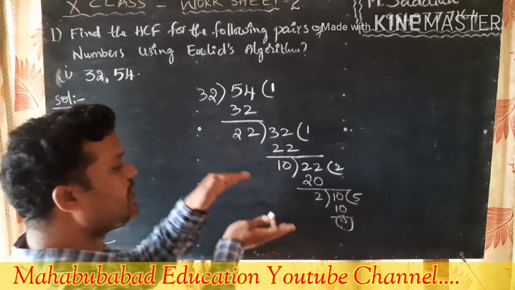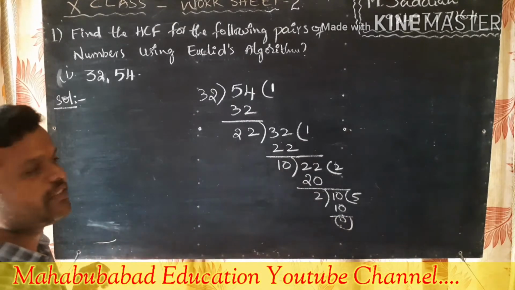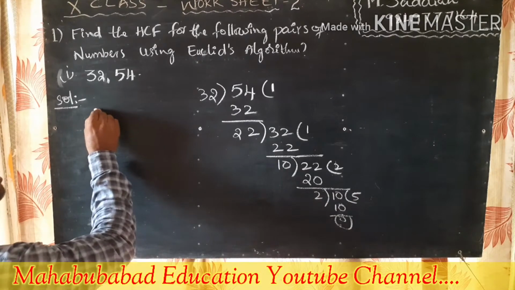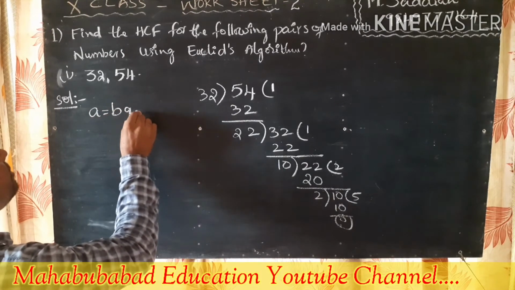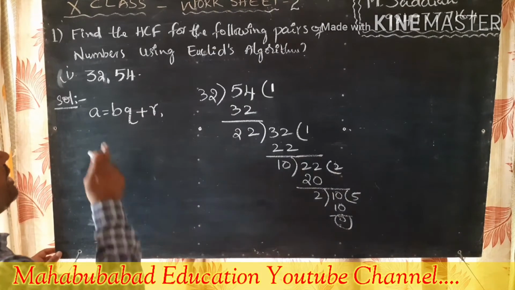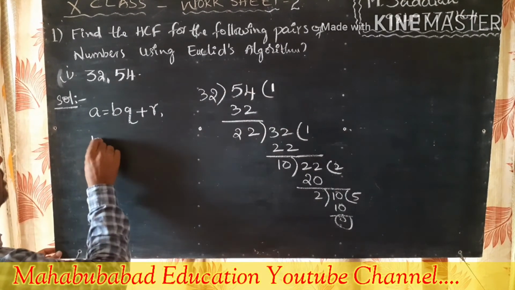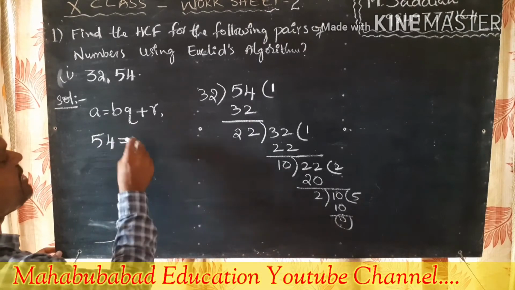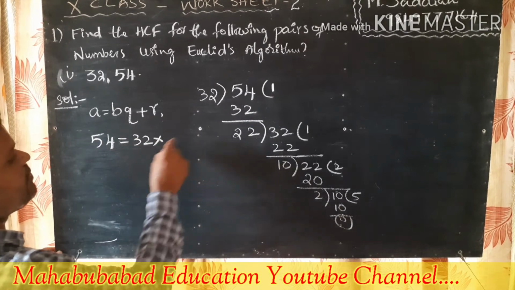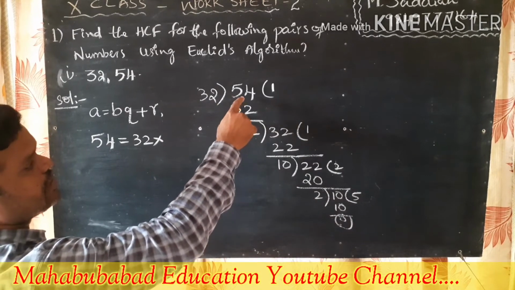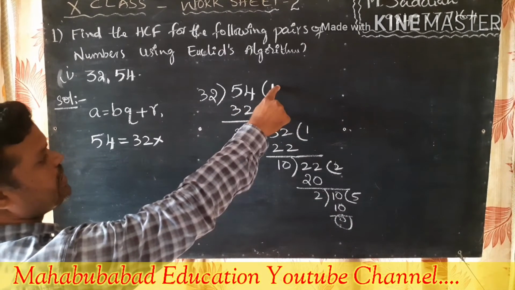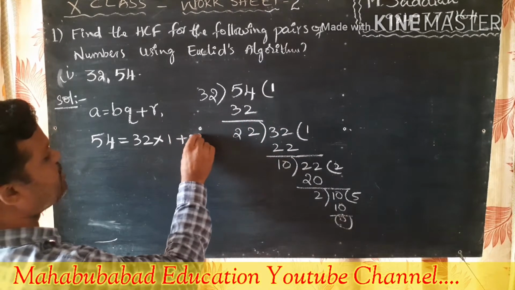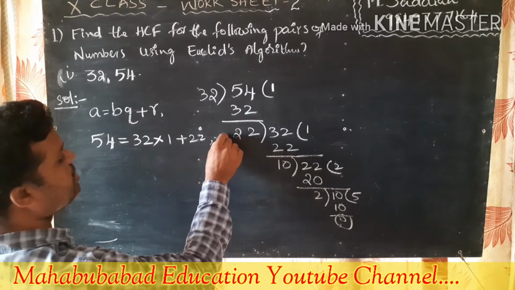Let us apply this same method using Euclid's division lemma. What is Euclid's division lemma? We have A equals BQ plus R. By this method, let us take the big number as A, that is 54, and the divisor is 32. After dividing 54 by 32, the quotient is 1 and the remainder is 22. Here R is not equal to 0.